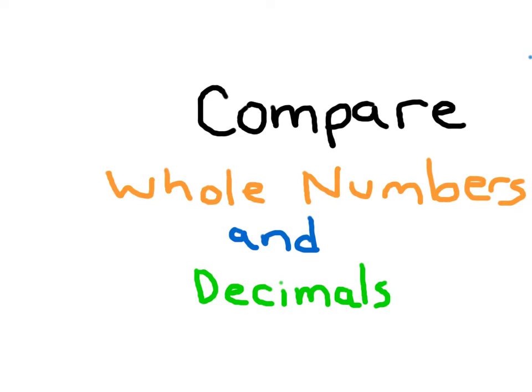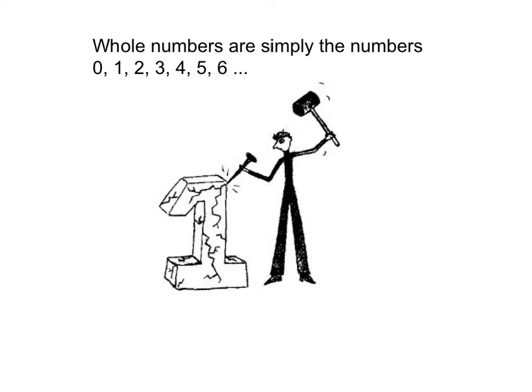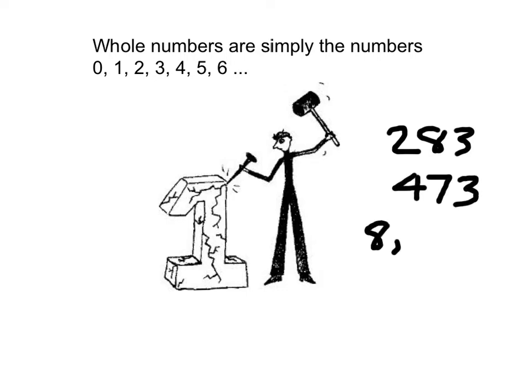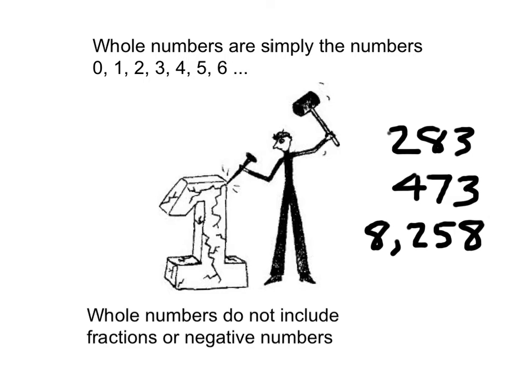Let's look at how you compare whole numbers and decimals. Whole numbers are simply the numbers 0, 1, 2, 3, 4, 5, 6, and so on. So 283 is a whole number. 473 is a whole number. 8,258 is also a whole number. Whole numbers do not include fractions or negative numbers.